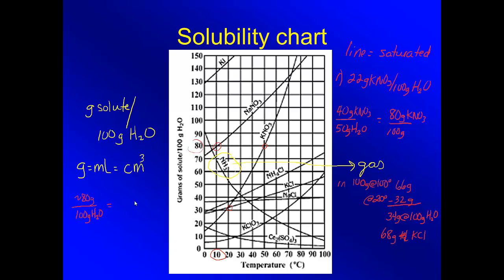But it says I only have 50 grams of water. So if I have half the water, I can only dissolve half the amount of substance to keep it saturated. So there's your number. Your answer would be 40 grams of sodium nitrate. So obviously if you said 79, it would be half of your 79.